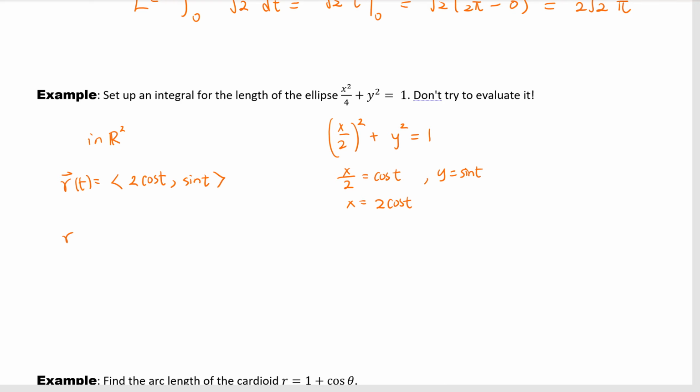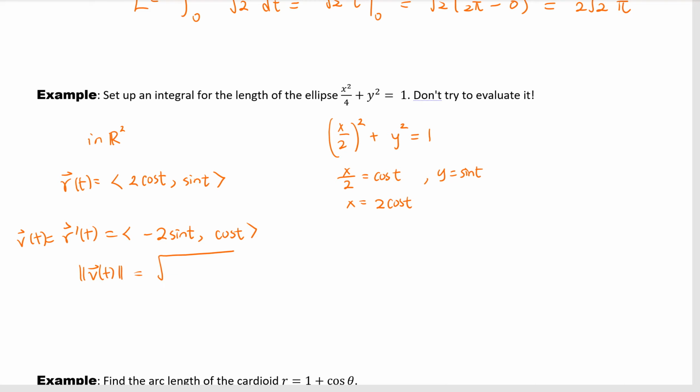And then what is the velocity? Well, derivative of 2 cosine t is minus 2 sine t. Derivative of sine is cosine. Then what is the speed?